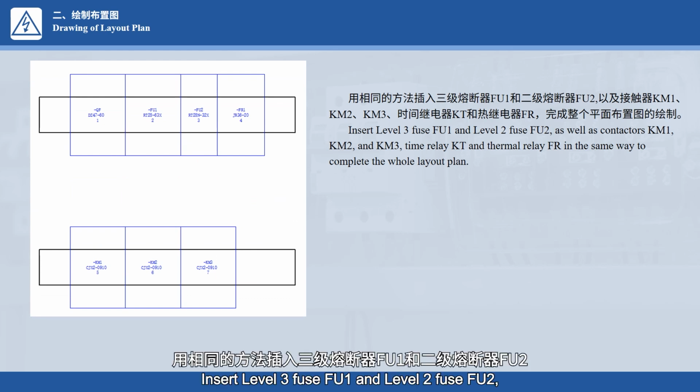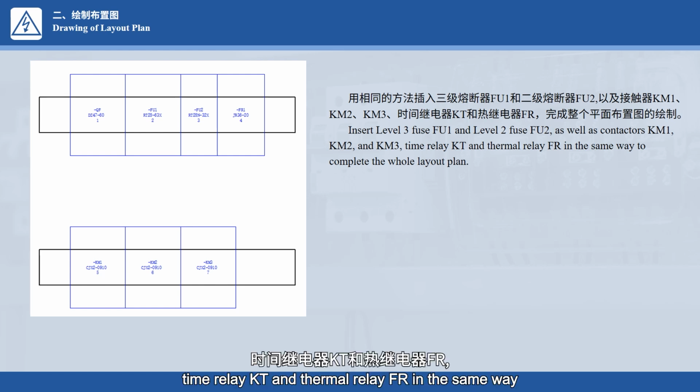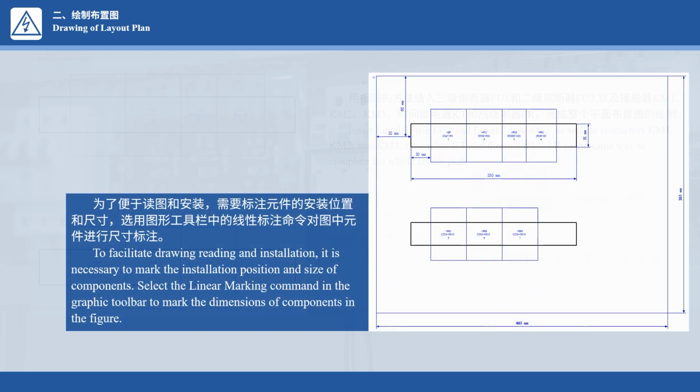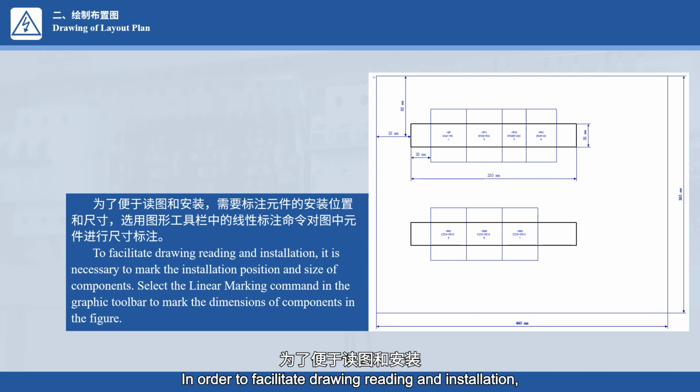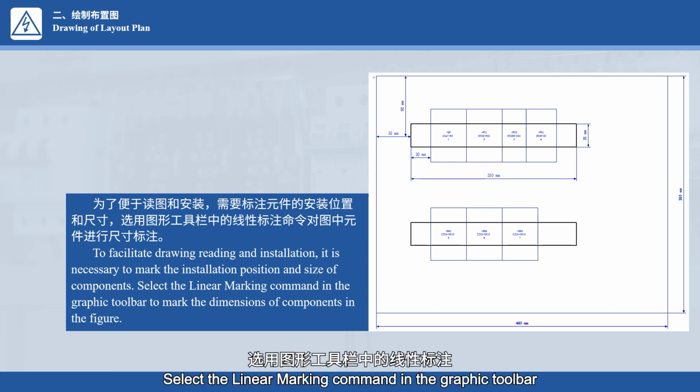Insert Level 3 fuse FU1 and Level 2 fuse FU2, as well as contactors KM1, KM2, KM3, time relay KT, and thermal relay FR in the same way to complete the whole layout plan. In order to facilitate drawing reading and installation, it is necessary to mark the installation position and size of components. Select the linear marking command in the graphic toolbar to mark the dimensions of components in the figure.